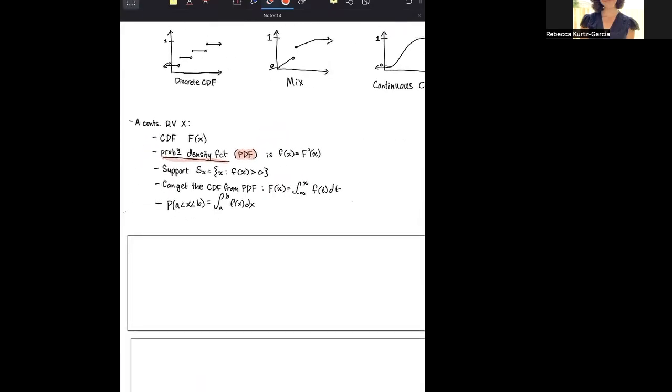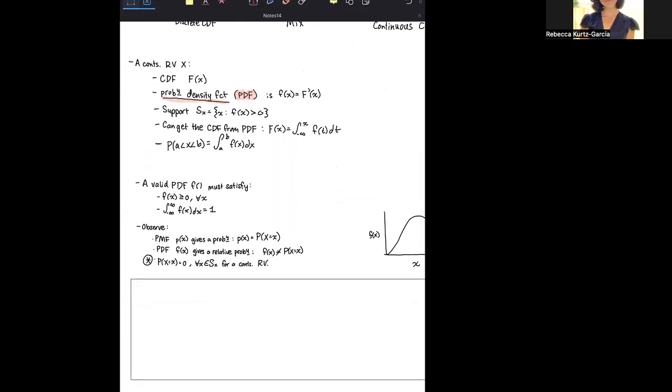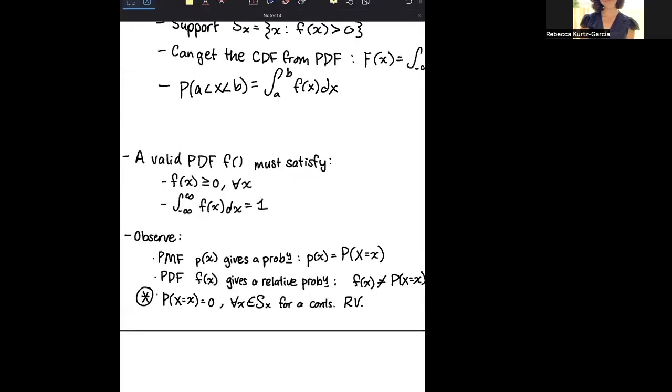And we'll see examples of all of these in just a minute. Let's go over some more properties. A valid PDF, f of x, must satisfy the following restrictions. The density function must be non-negative for all values in the support, and it must integrate to 1. So if you integrate over the entire real line, it's equal to 1.